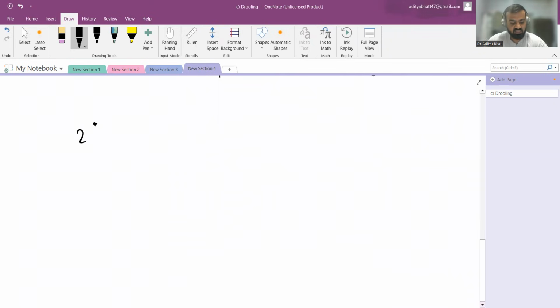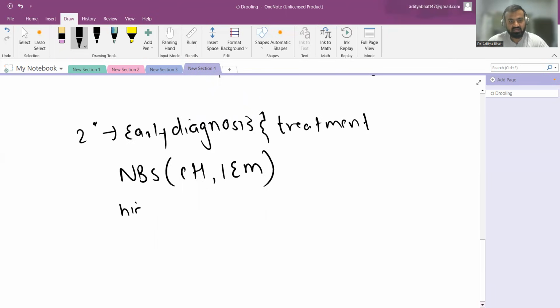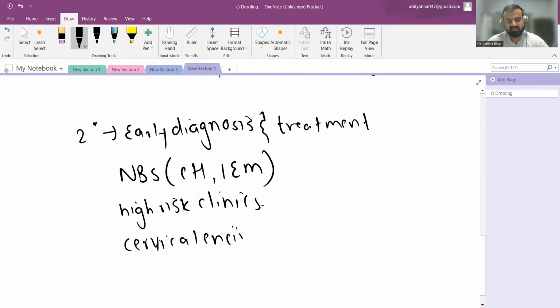Now, what is secondary prevention? In secondary prevention, we do early diagnosis and treatment. For early diagnosis and treatment, we go for newborn screening for congenital hypothyroidism or inborn errors of metabolism. So that is newborn screening, even galactosemia and everything. Then high risk clinics. Then you go for cervical encerclage to prevent prematurity in the mother.